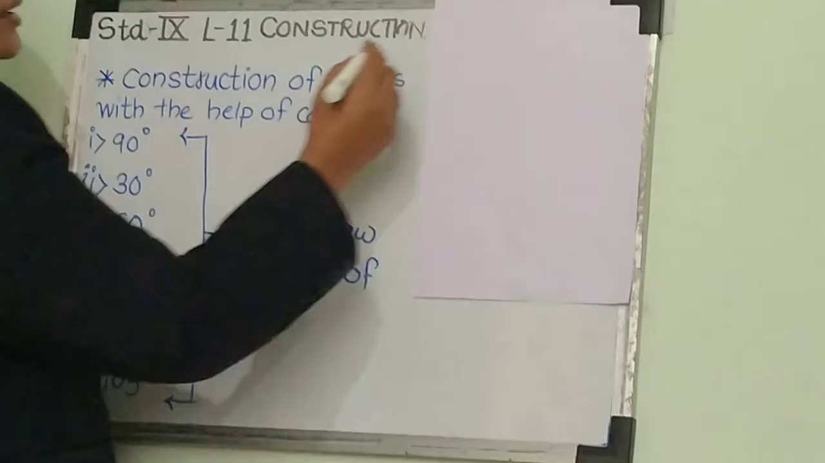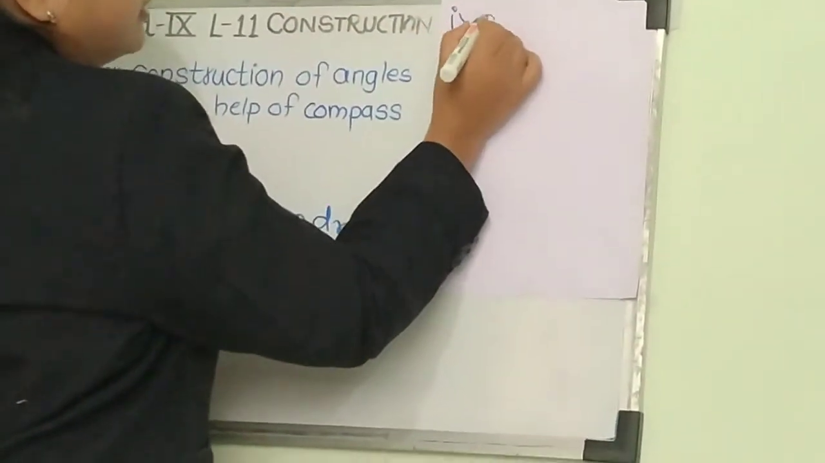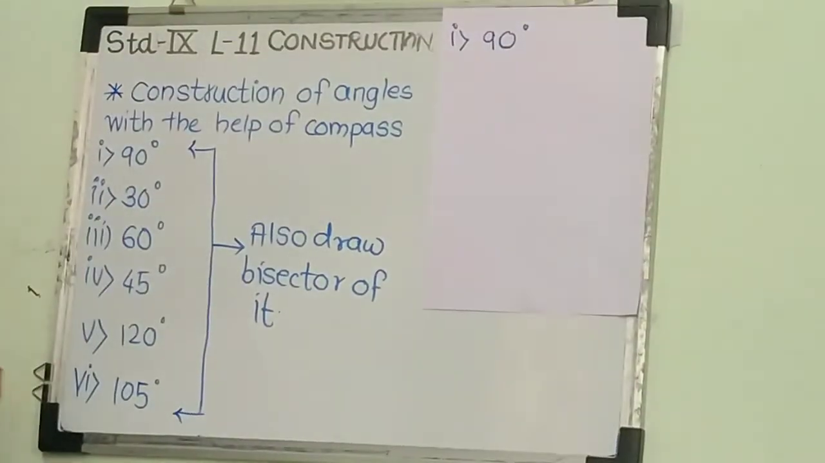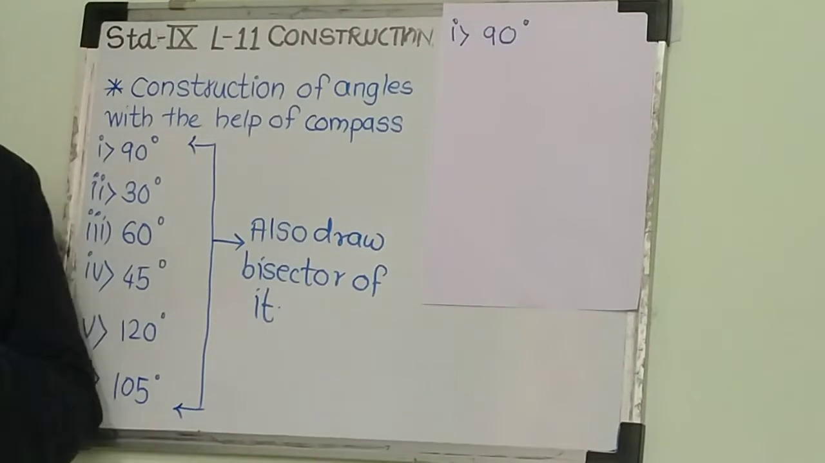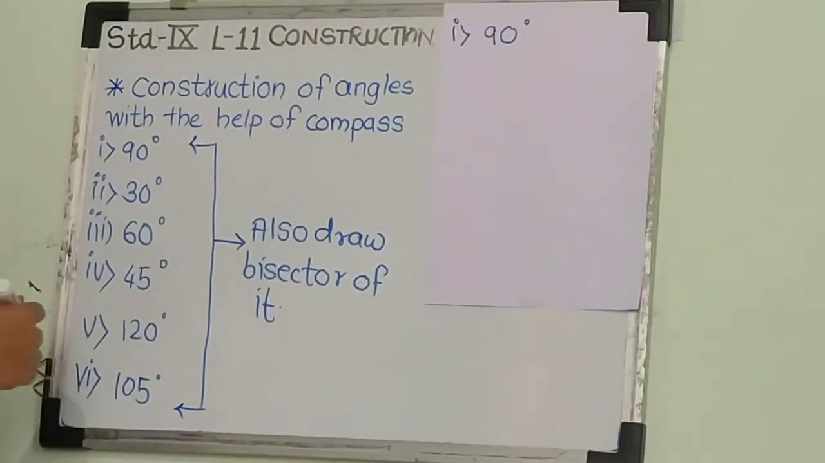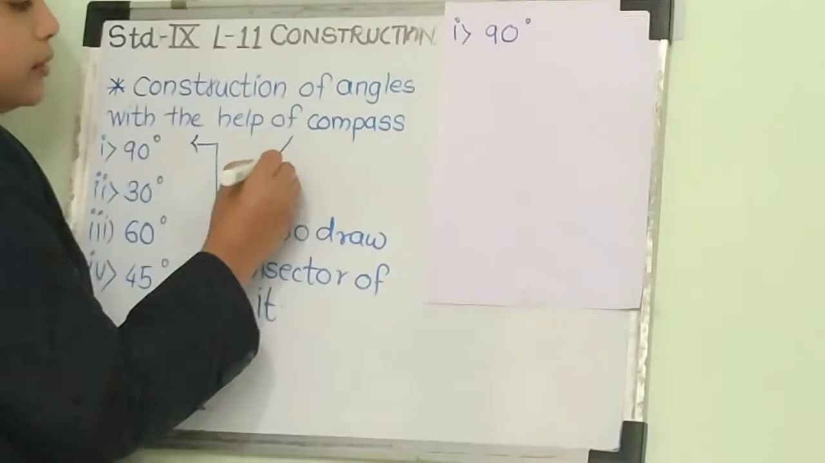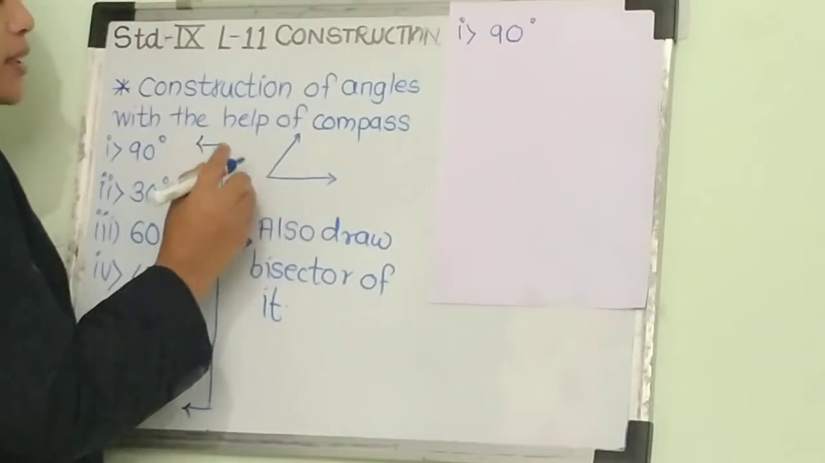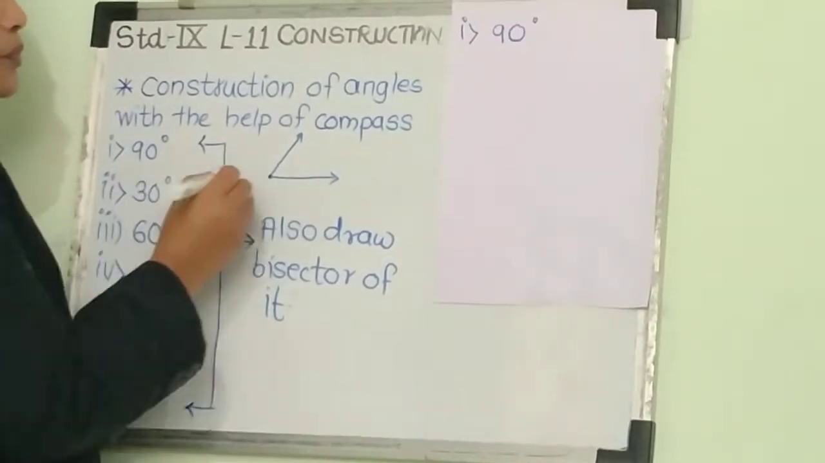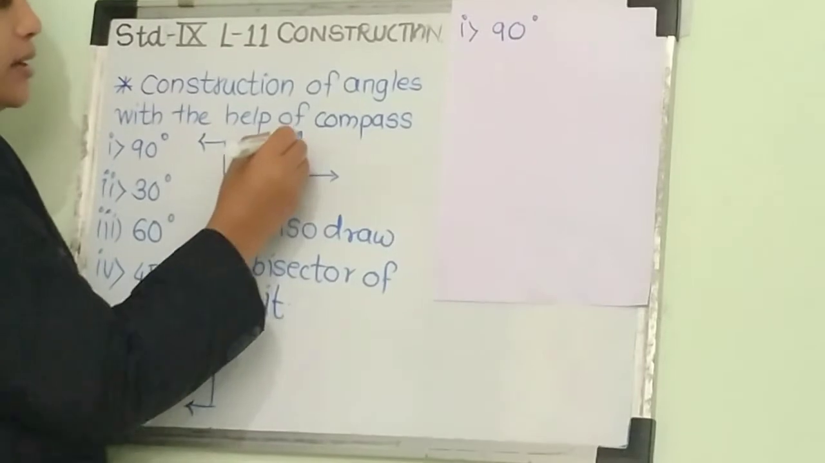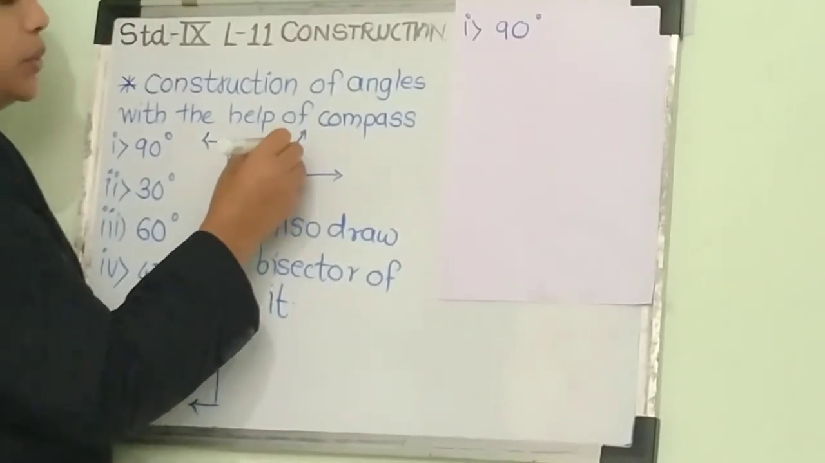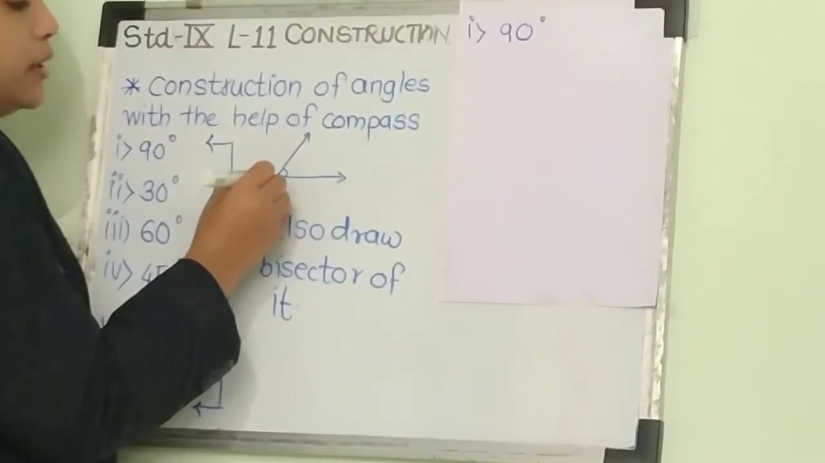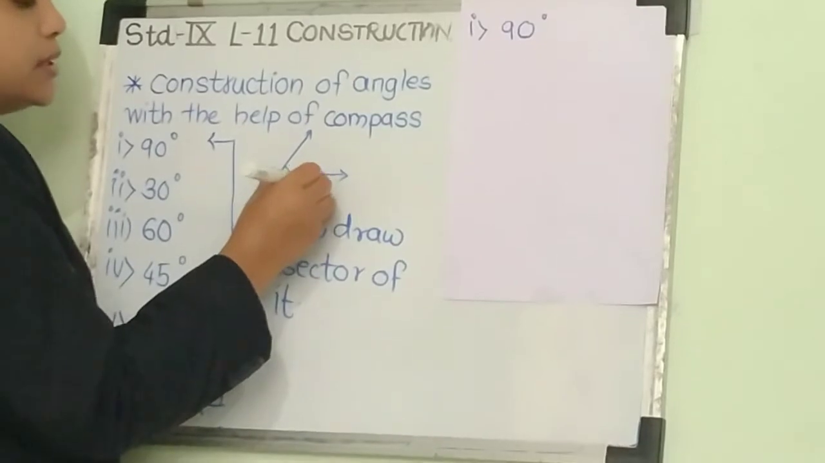How are we going to construct the 90 degree angle? So 90 degrees, and we have to bisect it. First we know the angle. Angle means when we draw two rays with a common vertex, an angle is formed with the help of two rays with a common vertex. So here we need one vertex, suppose here B, C and A.